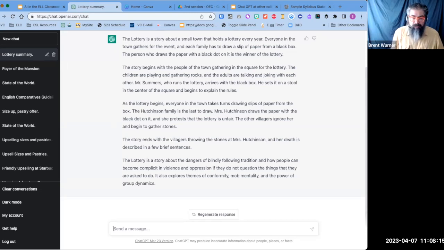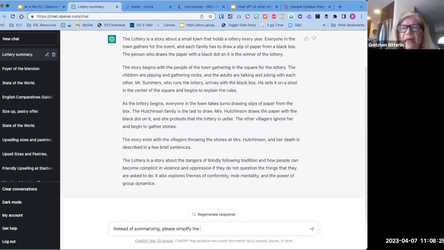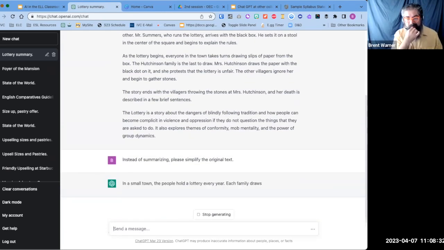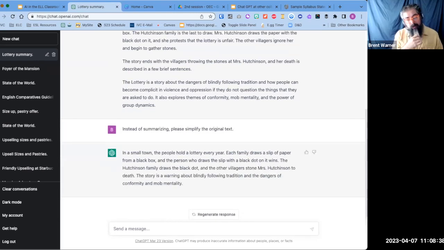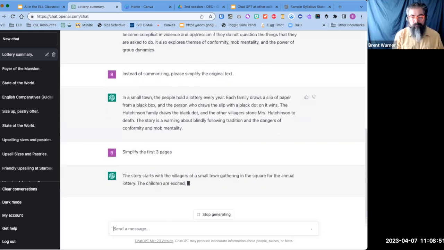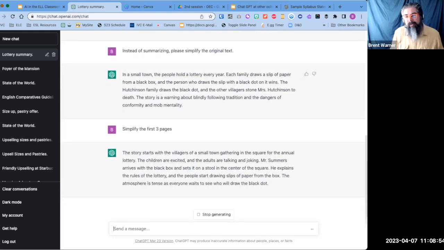So maybe I would say, instead of summarizing, please simplify the original text, maybe something like that. Okay, so it's not going as long as I need it to, but you start getting into it. So you start playing with those, right? Simplify the first 3 pages. I don't know, so I would have to keep playing with it.